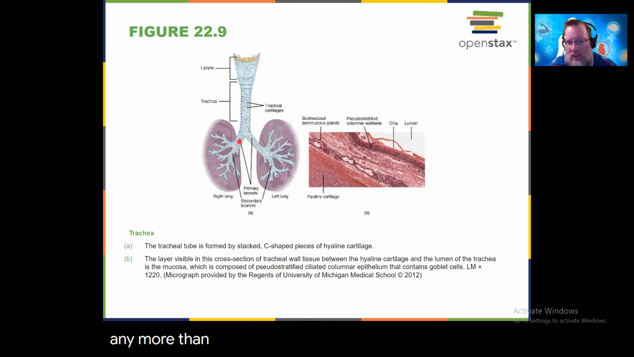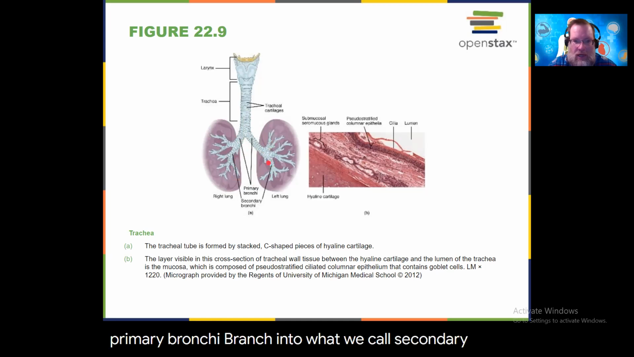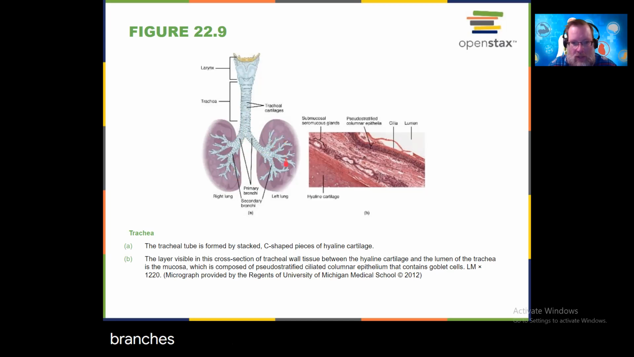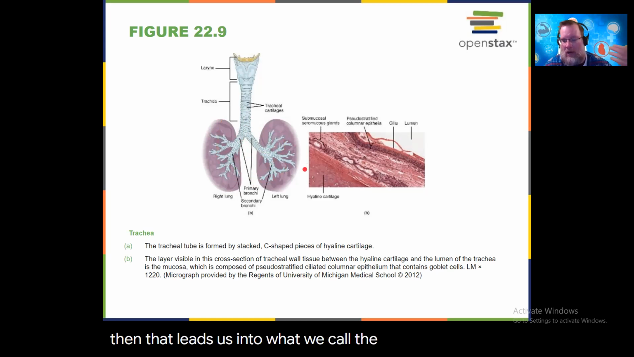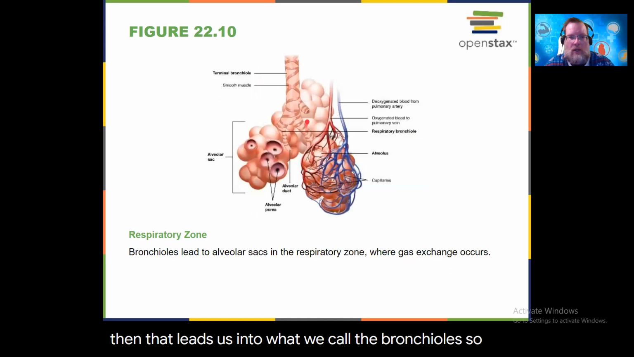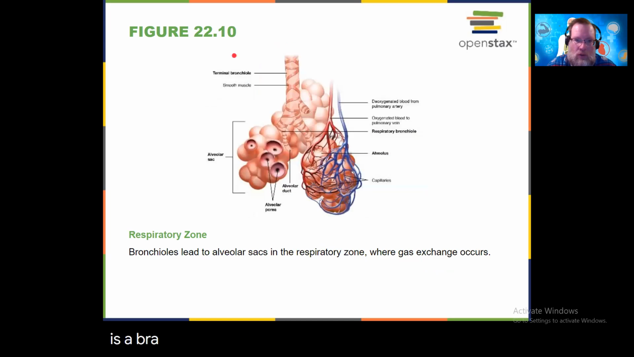All right, so we see the primary bronchi branch into what we call secondary bronchi. So you can see a couple more large branches. These are the secondary bronchi. Then we get a few more branches. Those out here are called the tertiary bronchi. And then that leads us into what we call the bronchioles. So this is a bronchiole.